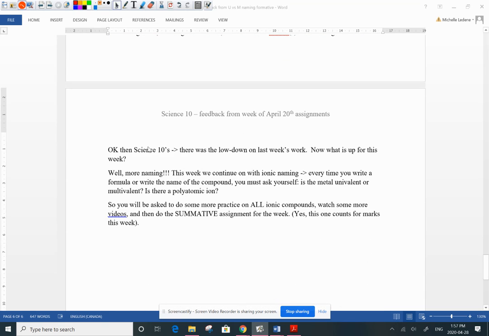Okay, so more naming this week. Keep at it. Decide, is it metal univalent or multivalent? Is there a polyatomic? Lots of practice this week. Check your answer keys. Email me if you have questions. Don't do the summative until you've done lots and lots of practice.